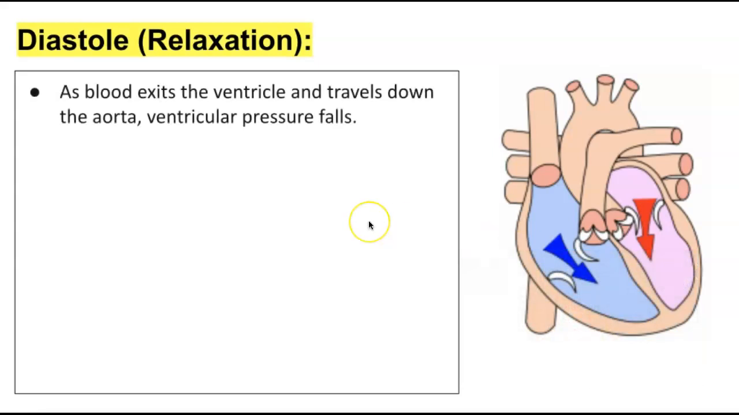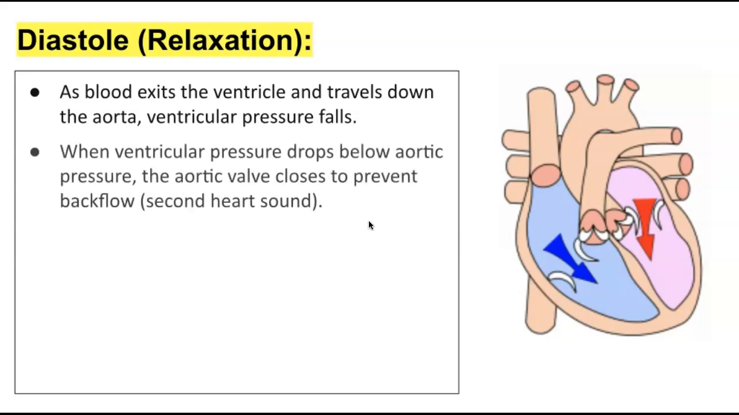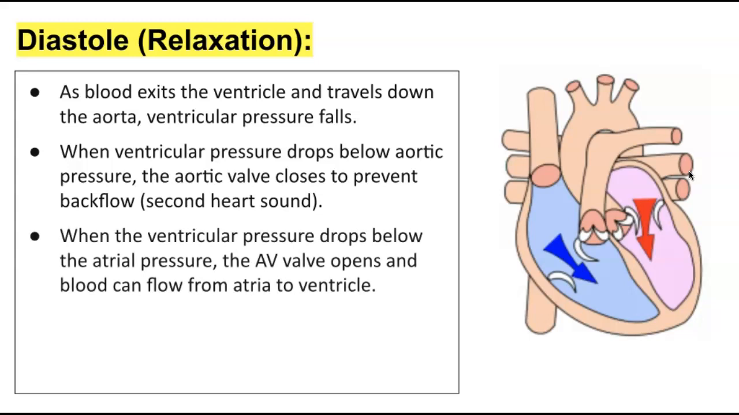In diastole, this is as blood is exiting the ventricle and traveling down the aorta, the ventricular pressure is going to rapidly fall because the blood is leaving the ventricle. And when that ventricular pressure drops below the aortic pressure, the aortic valve is going to close to prevent backflow. Same thing. You don't want blood to flow backward back into the ventricle. You got to keep that blood flowing in one direction. And that's that second heart sound that we hear.